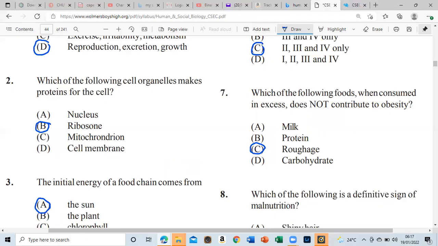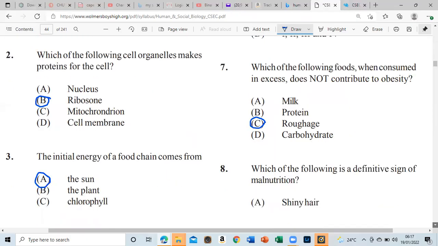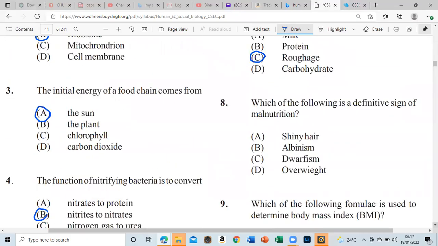Let's move on to number 8. Which of the following is a definitive sign of malnutrition? Is it shiny hair, albinism, dwarfism, or overweight? And number 8 is D.